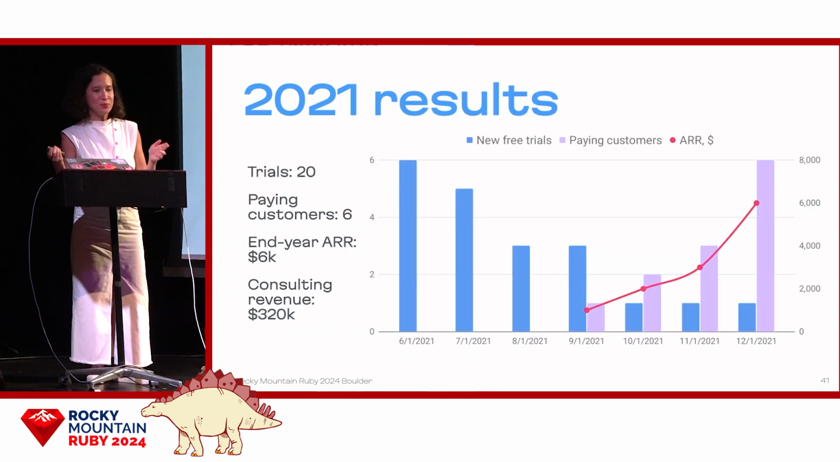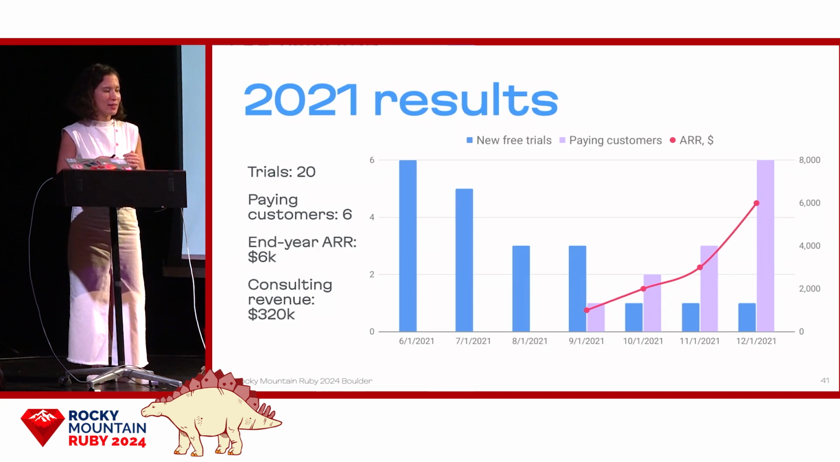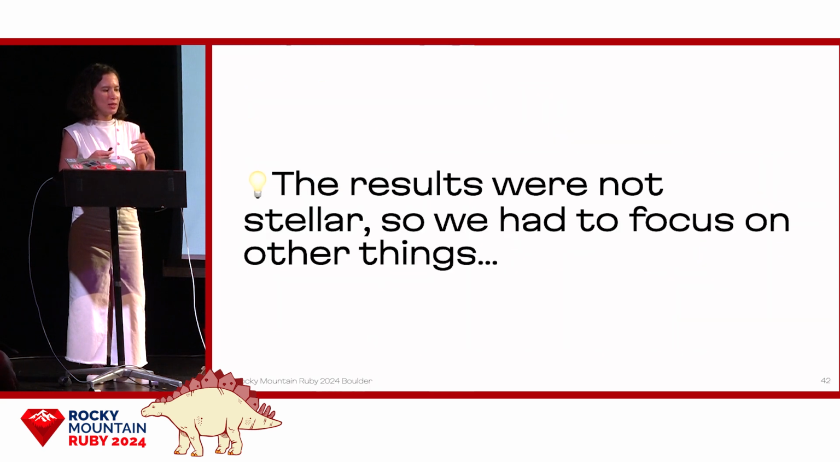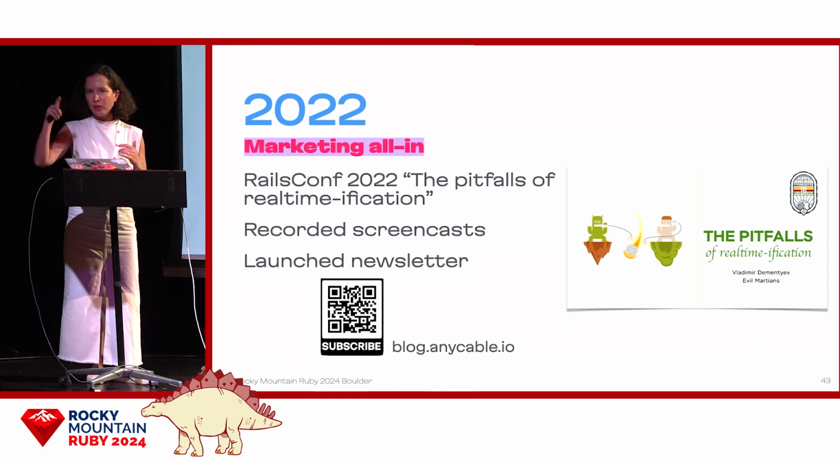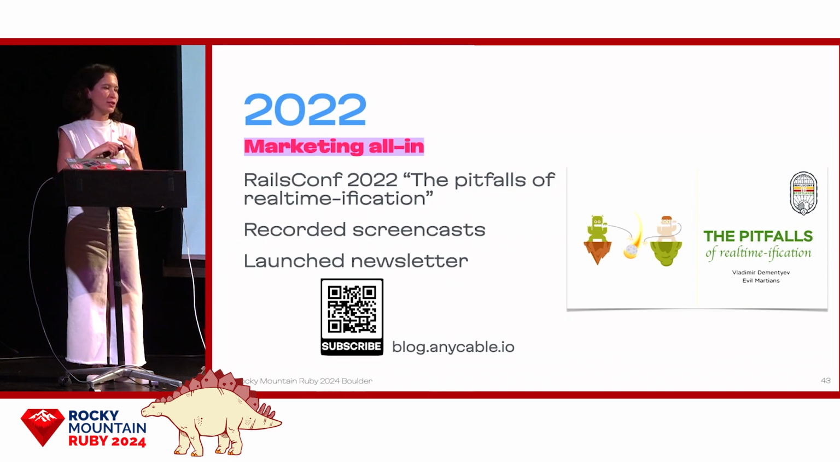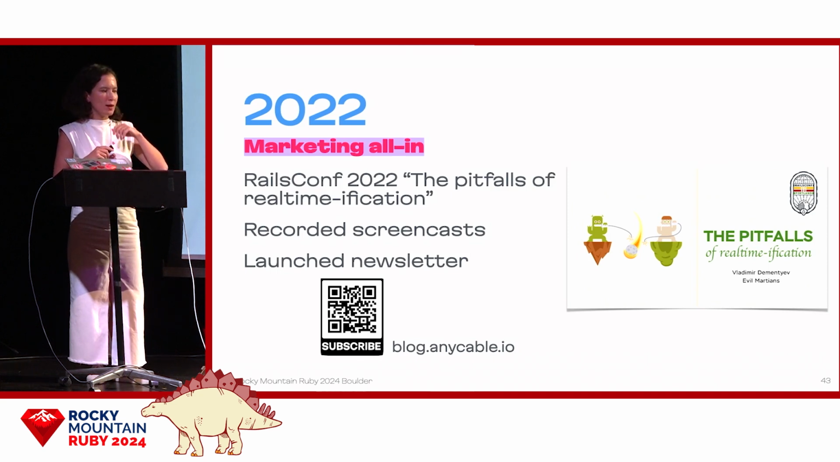So the year ended, we had 6 paying customers, not too many. And we also got some consulting revenue. But it didn't feel like a blast, it didn't feel like a huge win. And we decided next year, we didn't really have an opportunity to focus on the product too much, but we did some marketing. So Vladimir recorded a bunch of screencasts. We started a newsletter. By the way, you can sign up on our blog. It's a pretty cool newsletter about real time.